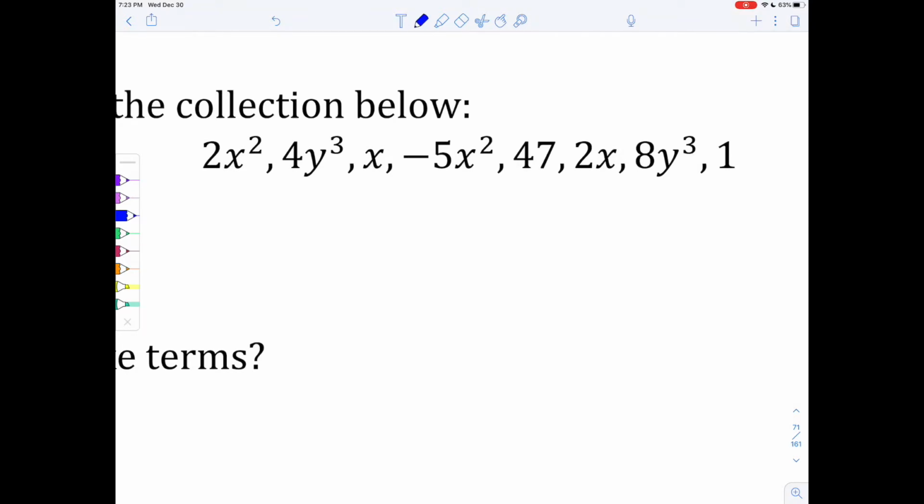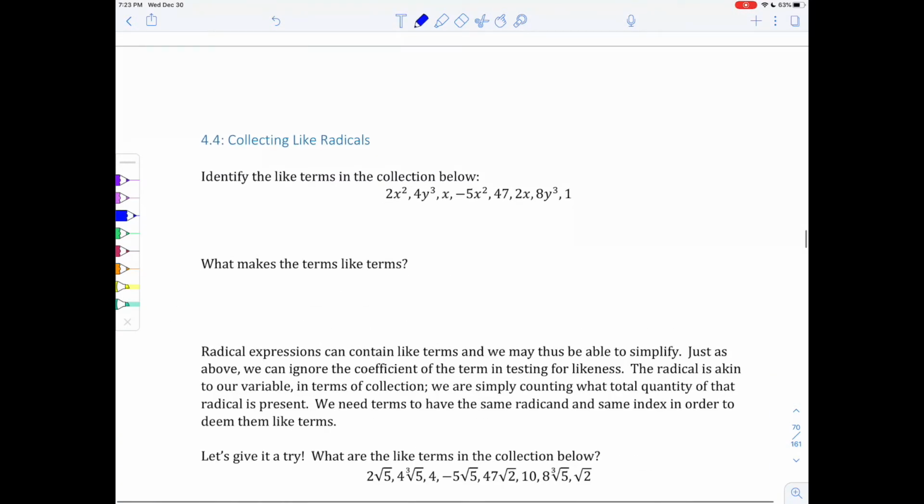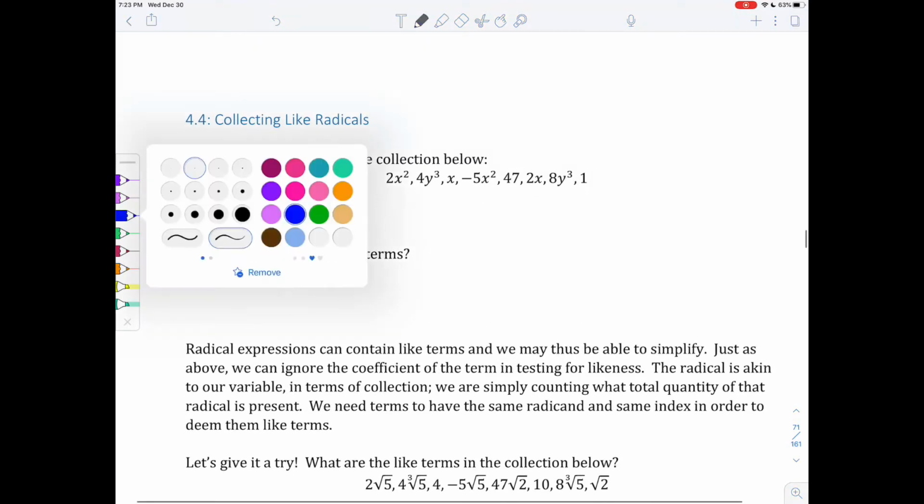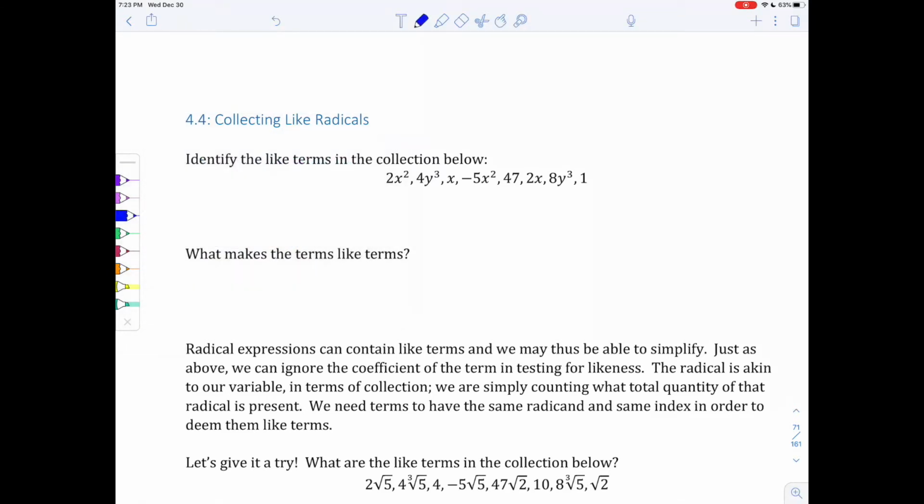And if that wasn't enough time, I hope you paused, because we are back and we're going to be talking about like terms. Now, when I'm looking at this one, I'm going to look at my 2x squared first. So 2x squared, what is that like? Well, it's not like 4y cubed or just x, but it's also like negative 5x squared. Anything else? Not 47, not 2x, not xy cubed, not 1.